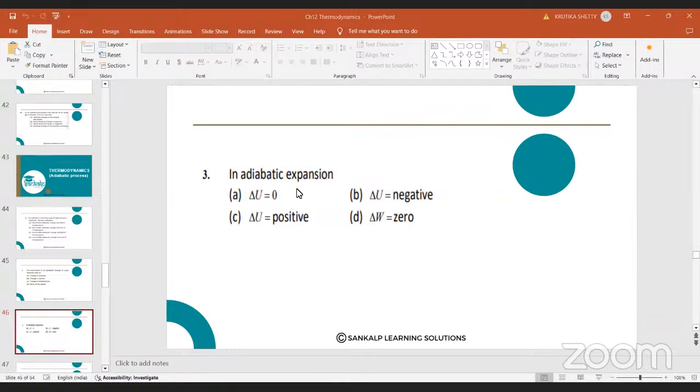The next question. In adiabatic expansion, is delta U equal to 0? Is the change in internal energy negative? Is the change in internal energy positive? Is the work done 0? As you know, in an adiabatic expansion, there is no interaction of heat from the system with the surrounding.